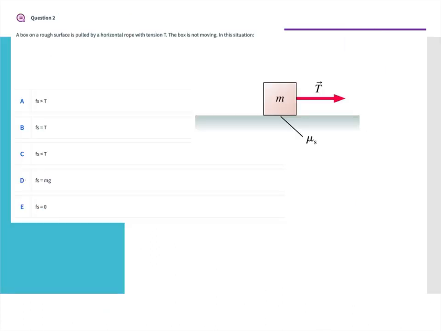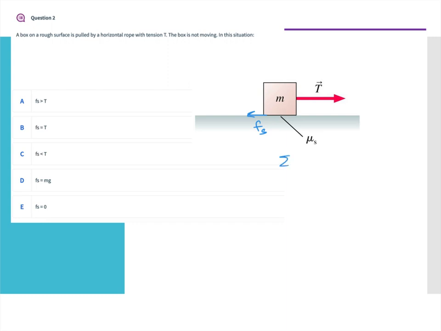All right, so now we get into some questions. Here we're told a box on a rough surface is pulled by a horizontal rope with tension T, and we're told the box isn't moving. Well, because we have a rough surface, we know that there's also a frictional force. And because it's not moving, it has to be static friction.